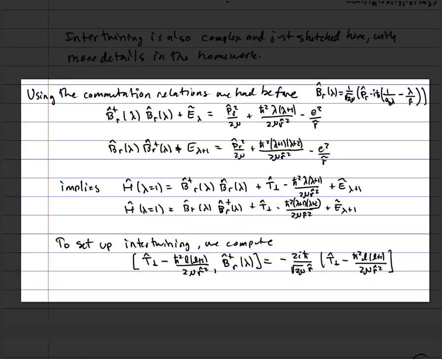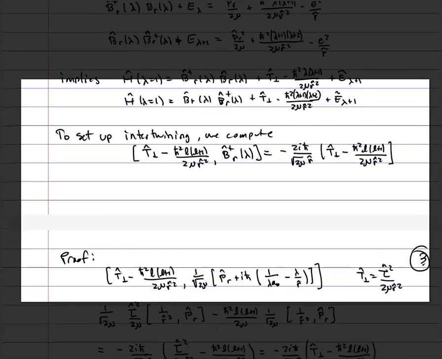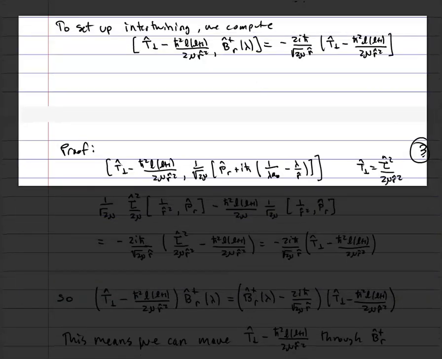Now, to set up the intertwining, what we're going to do is we're going to calculate the commutator of T perpendicular minus h bar squared L times L plus 1 over 2 mu R squared with the B dagger R of lambda. And if you substitute in what the BR is, now the BR only has one term that isn't going to commute with that. That term is going to be the term that is the PR term. And then, of course, the T perpendicular, we have to check to see whether or not that commutes with the R-dependent terms in the B dagger R of lambda. So let's go ahead. I'm telling you what the answer is, but let's go ahead and actually compute it.